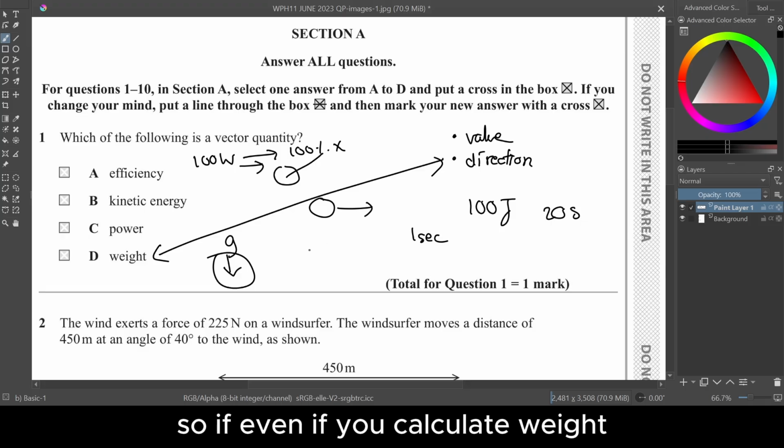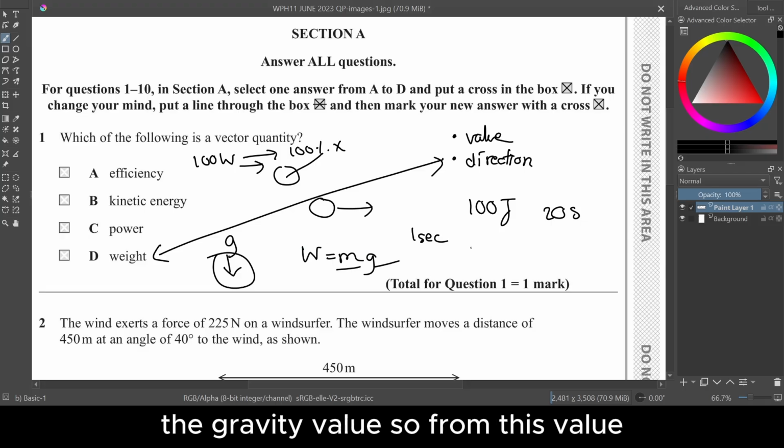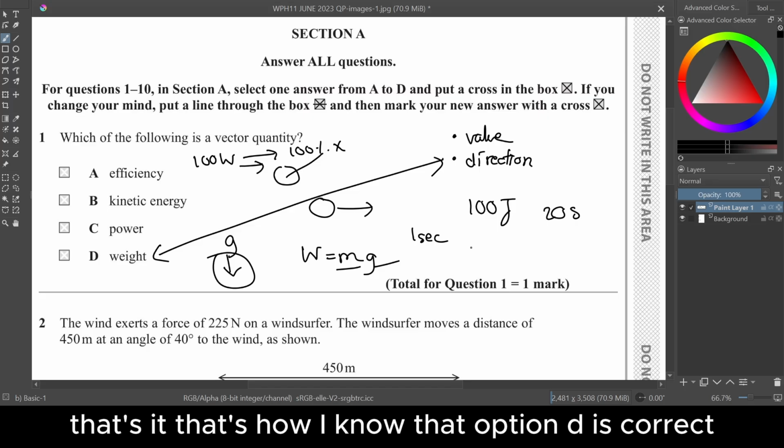So even if you calculate weight, it is mg, right? Your mass and the gravity value. From this value you get how much you are being pulled down. That's it. That's how I know that option D is correct.